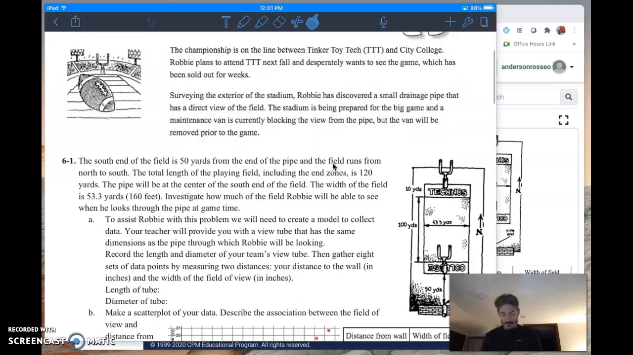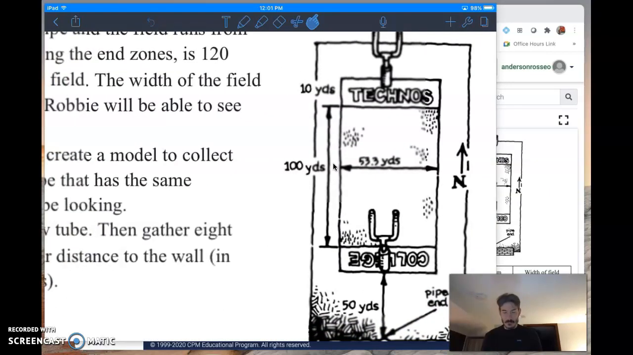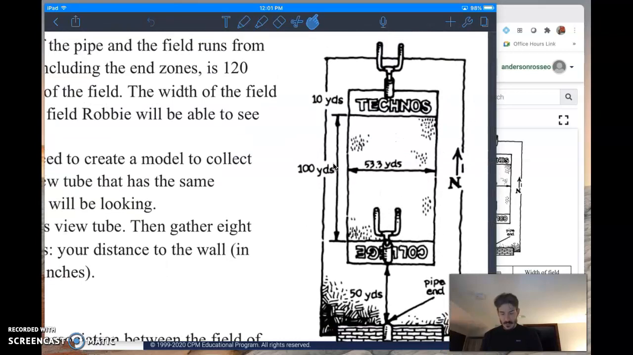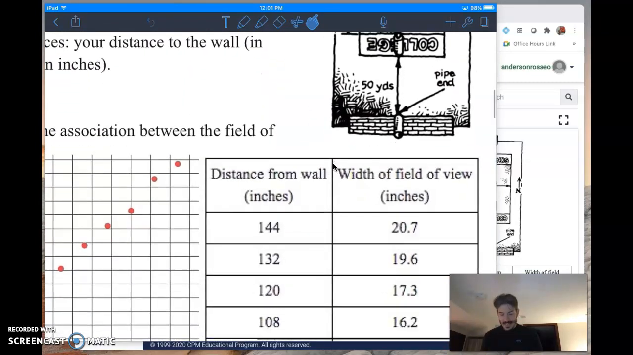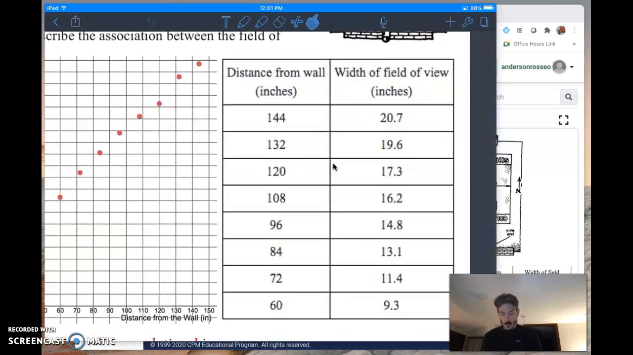And here is our diagram of the Tinker Toy Tech football field, and the end of the pipe, as you can see, is 50 yards at my 100-yard field, and there is 10 yards for each end zone. I collected some data for you, okay?